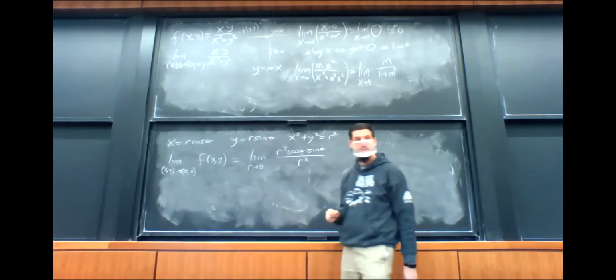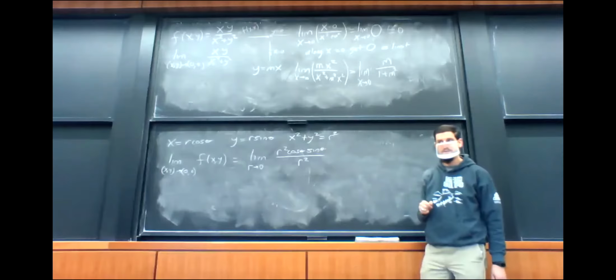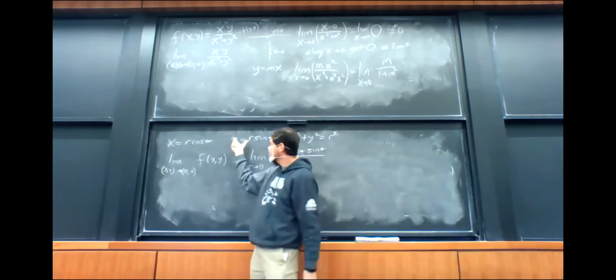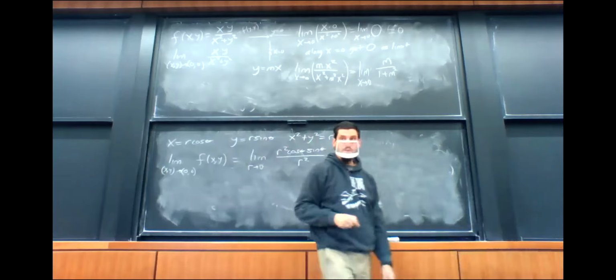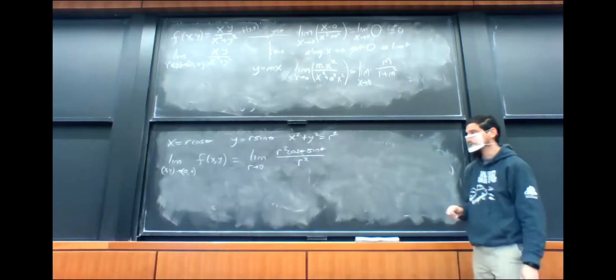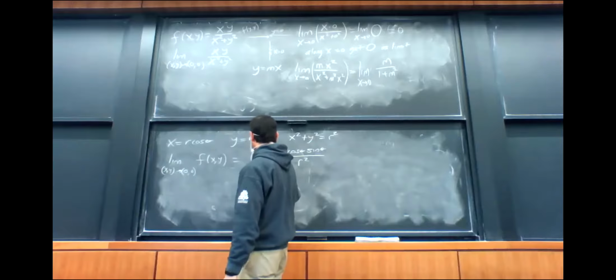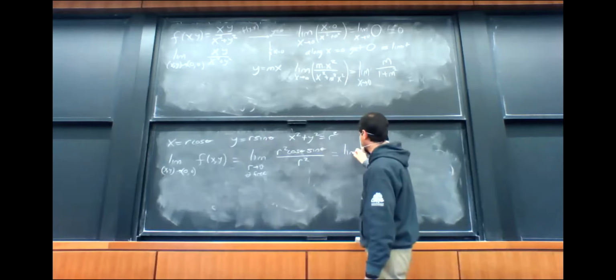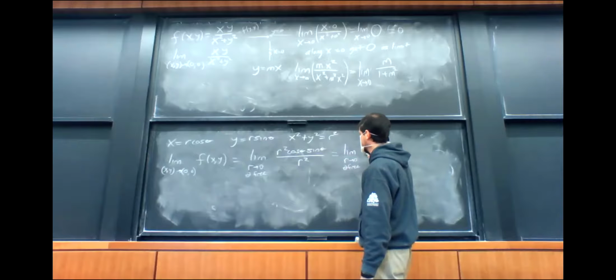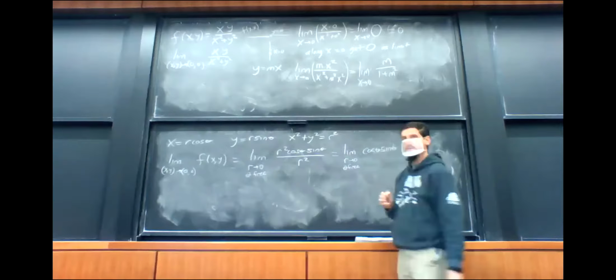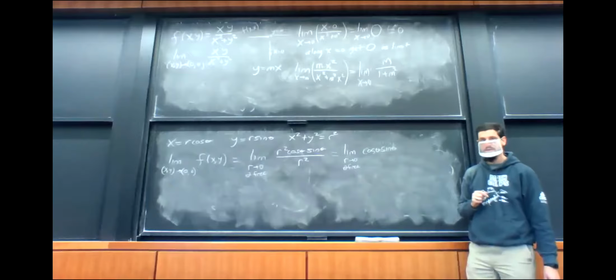Do we have any conditions on theta? No. As r goes to 0, the point (r cosine theta, r sine theta) is going to go to 0. Theta can do whatever it wants. Theta is free. And so this is the same as the limit as r goes to 0, theta free, of cosine theta sine theta. That's not so bad.